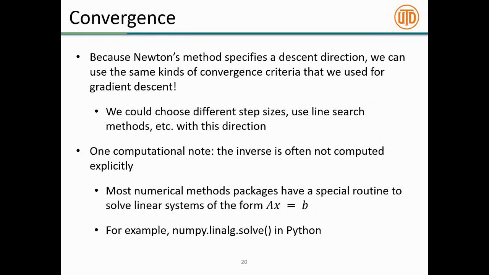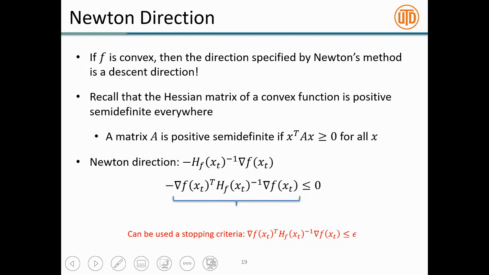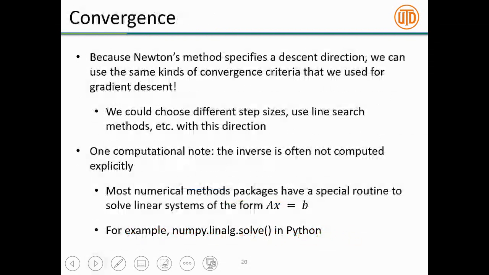I do want to make one computational note about this method. The way we've written the update here is that you would compute the inverse of the Hessian matrix and multiply it by the gradient. So you can do that. For example, on the homework, if you want to implement Newton's method, there is a method in NumPy in Python that will compute the inverse of the matrix for you. But it turns out that that's actually typically pretty inefficient. So most numerical methods packages have a special routine that just solves linear systems.